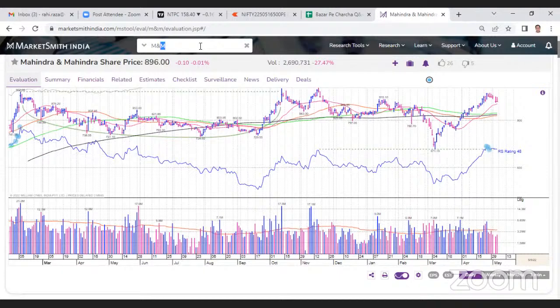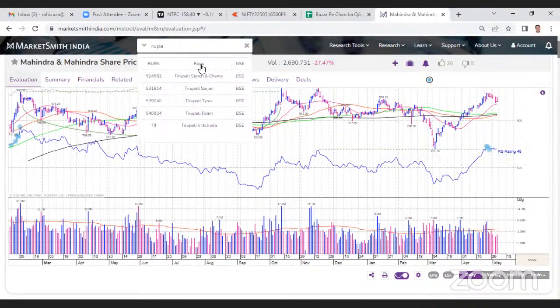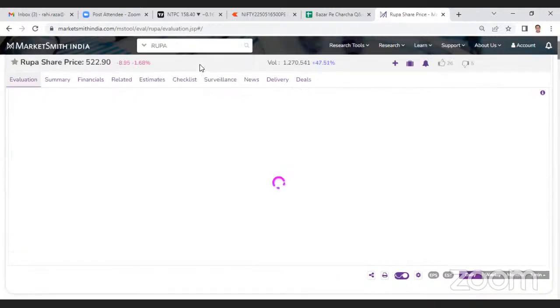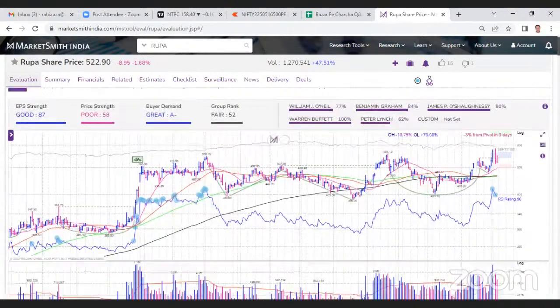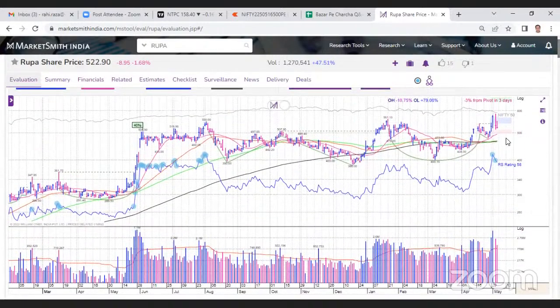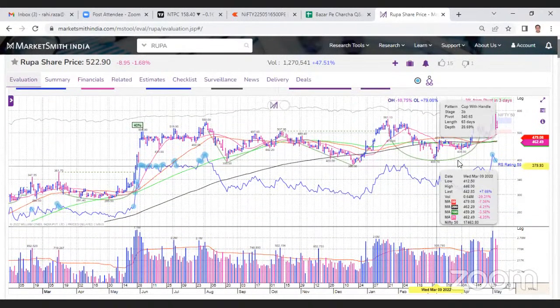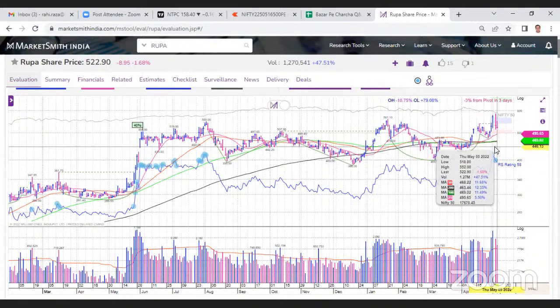Then Rupa. This is the chart of Rupa, and the stock has actually broken out with a cup with handle formation, on the 2nd of May. But what has happened in two trading sessions? It is too early to say whether the stock has failed the breakout or not, because from the pivot level it is just 3% down.